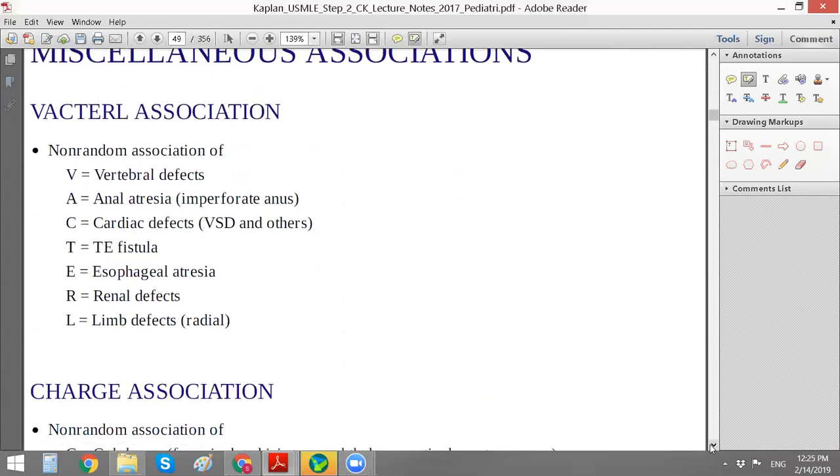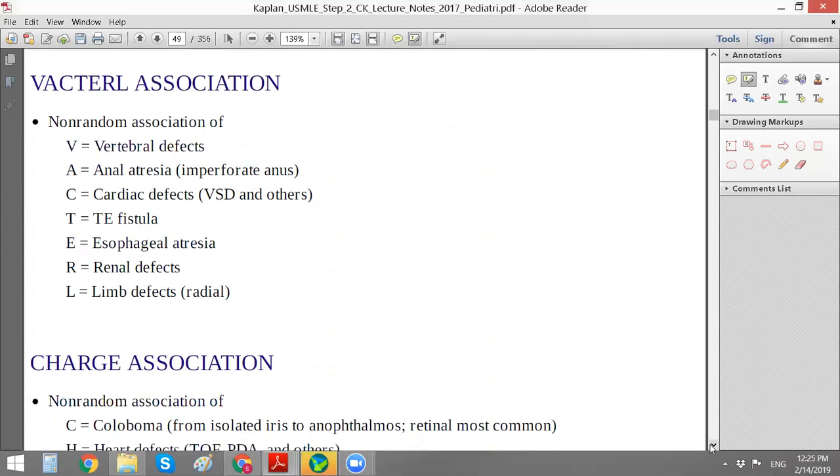Miscellaneous associations: VACTERL association, a non-random association. We know that imperforate anus is associated with VACTERL. V is for vertebral, A is for anal (imperforate anus), C is cardiac defects like VSD and others, T and E are tracheoesophageal fistula, R is for renal, and L is for limb, radial.